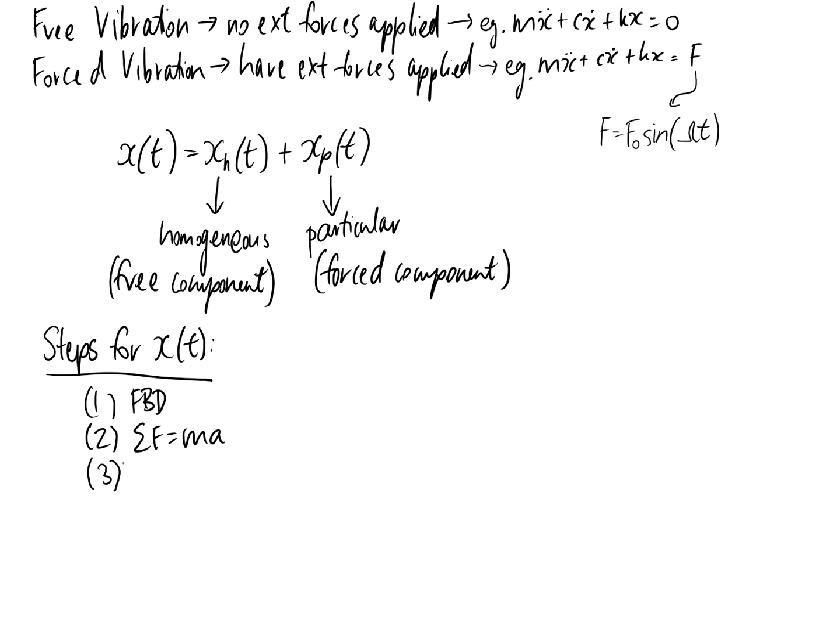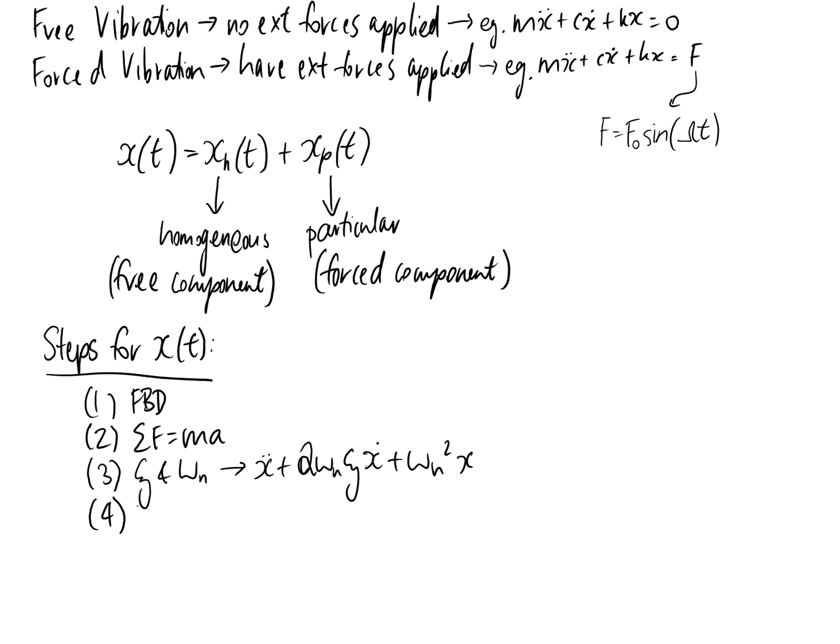Then you want to use your general form of your equation to find your damping ratio and natural frequency, remembering that the general form should be 2 omega n theta. So that's what the general form looks like, and you can equate it to what you get out of step 2.